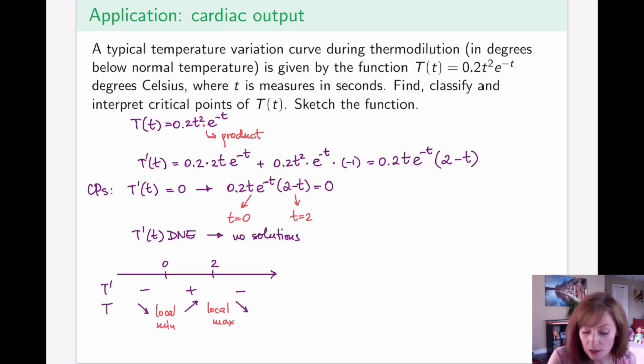Well, that requires thinking back to what the T is measured in, and that is measured in degrees below normal temperature. So local maximum being at 2 means in 2 seconds, we have the greatest difference between the measured temperature and the normal temperature. That's when the cooling down effect is the most noticeable. So in 2 seconds after the injection, the temperature drops the most. And this is how one can interpret the first derivative in this case.